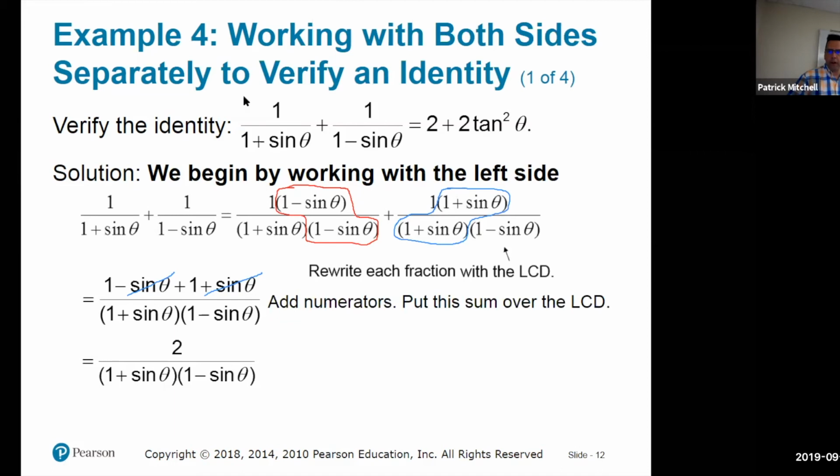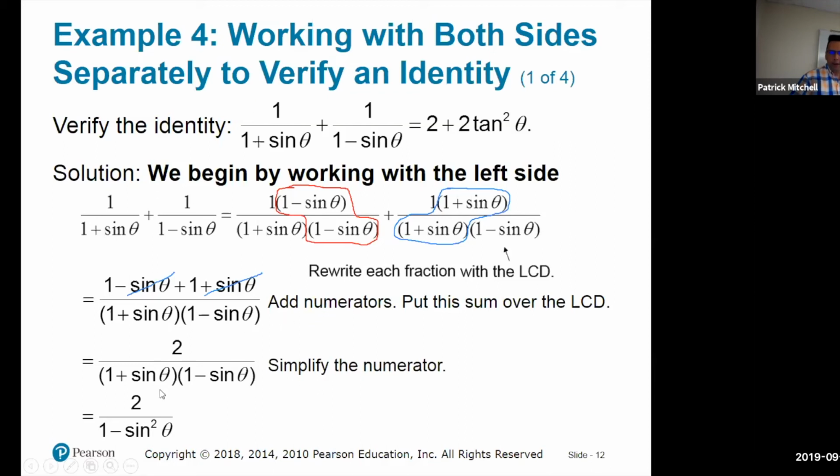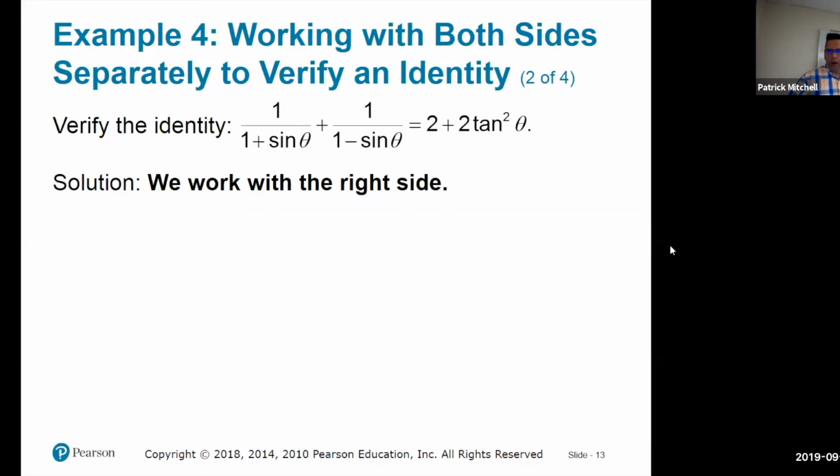Let me see if they're going to do anything else with that. I know what I would do. Ah, good. So this is in the form difference of two squares, right? This is just like a 1 plus x times a 1 minus x. And as you know, a 1 plus x times a 1 minus x is a 1 minus x squared. So that becomes 1 minus sine squared theta. And let's see what's next. Okay, so now they have decided to leave that alone and start working with the right side. So let's see what they did with the right side.